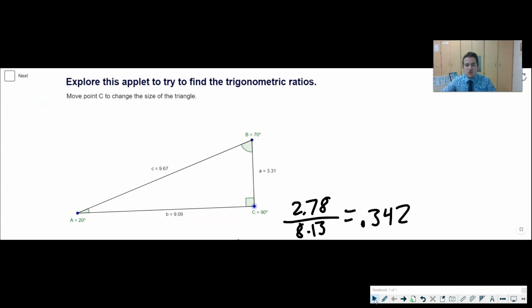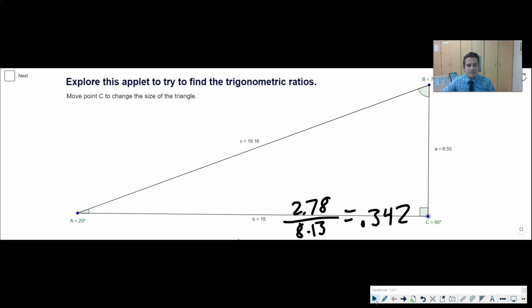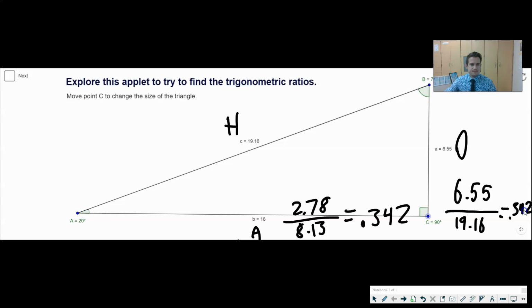So I'm going to go ahead and make my triangle really big here. Now, this over here is still the opposite side. This is the adjacent side. This is the hypotenuse side. Again, I haven't changed the angles in my triangle. I've only changed the sides. So let's take the opposite side, 6.55, divided by the hypotenuse side again, which is 19.16. Do that in your calculator. Check out what happens. 6.55 divided by 19.16. Huh. I get 0.342 again. Coincidence? Is that a coincidence?